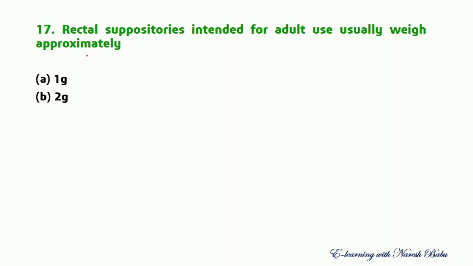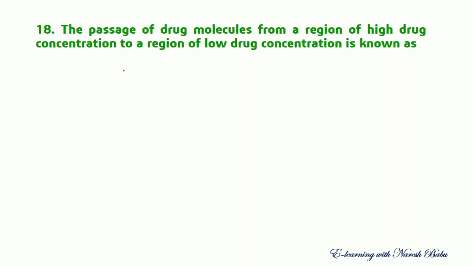And next question, rectal suppositories intended for adult dose usually weigh approximately. We can see 1 gram, 2 grams, 3 grams, 4 grams, and 5 grams. Approximately, the weight of a rectal suppository is 2 grams. So answer is B.